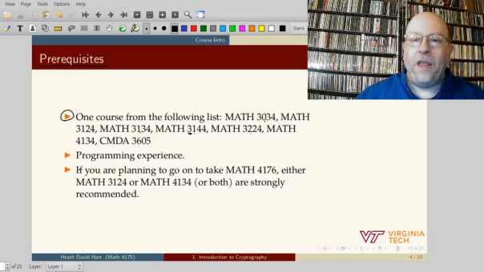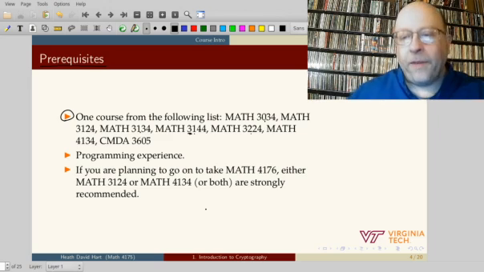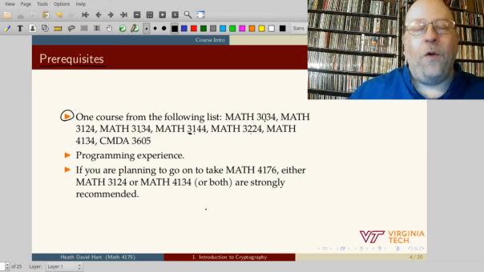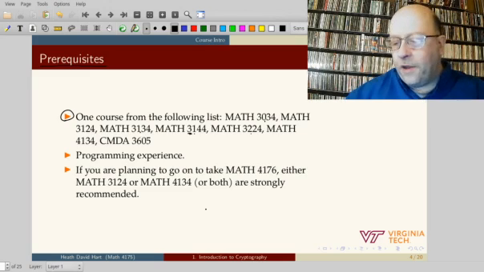And if you're continuing on to 4176, the prerequisites are the same, one of these courses, but my recommendation is that you take either Modern Algebra or Number Theory, because those two courses do figure fairly heavily in 4176. And if you have had either of them already, you're just a little bit of a leg up. So they're recommended, but they're not mandatory. Okay.